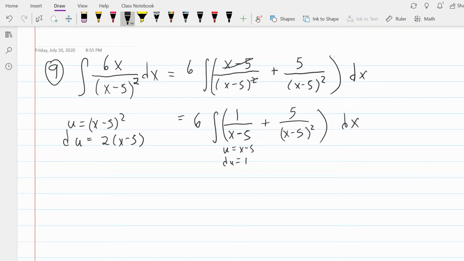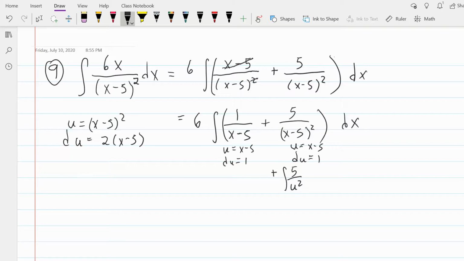Let's look at this second integral here. This is not a natural log integral. This is a u substitution integral. So I'd say u equals x minus 5, du equals 1. But I have to rewrite this because it has a square. So this integral is plus 5 over u squared. So I'm having to integrate 5 over u squared. Again, I have to integrate each term.